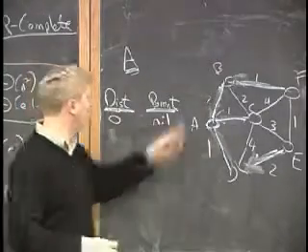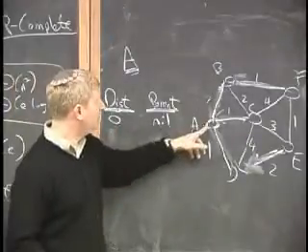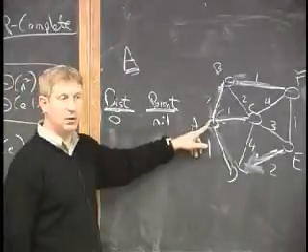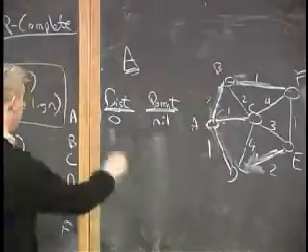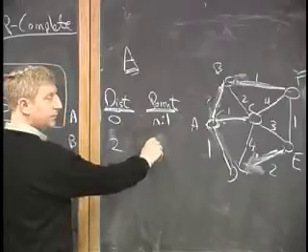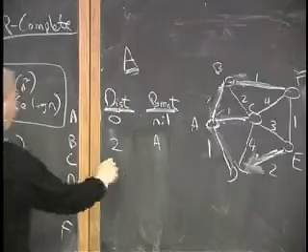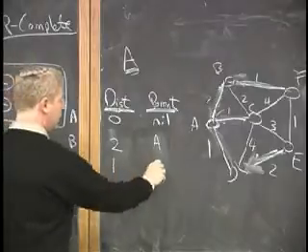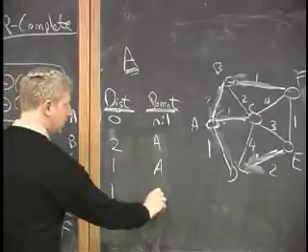The best we can do from B, C, and D right now is infinity. But now that we've looked at A, we know we can get to A in 0. Plus 2 gets us to B in 2, so I can get to B in 2, and the parent is A. I can get to C in 1, and the parent is A. And I can get to D in 1, and the parent is A.